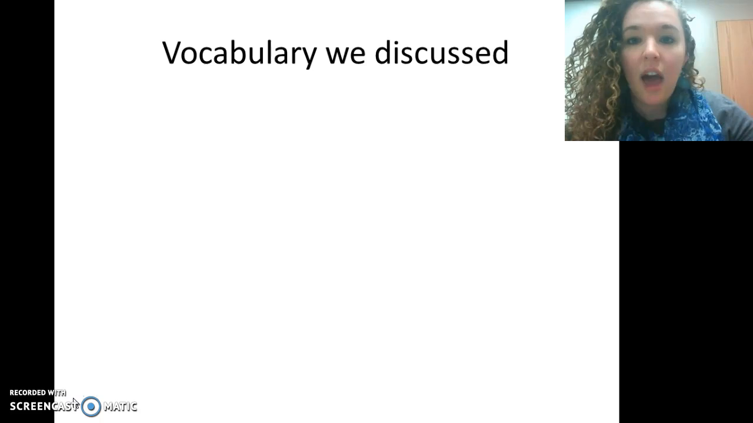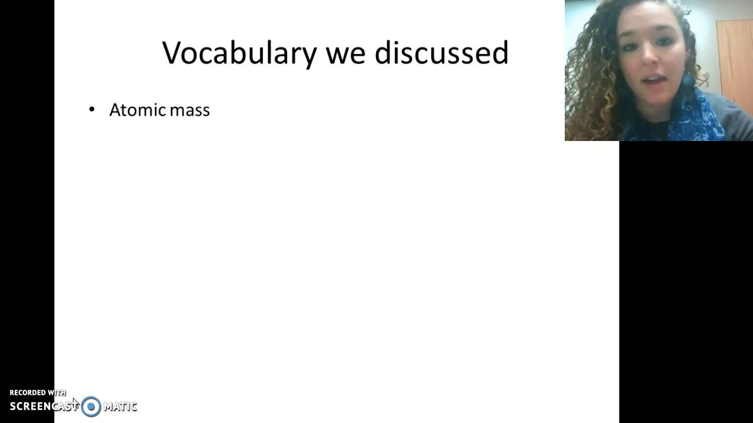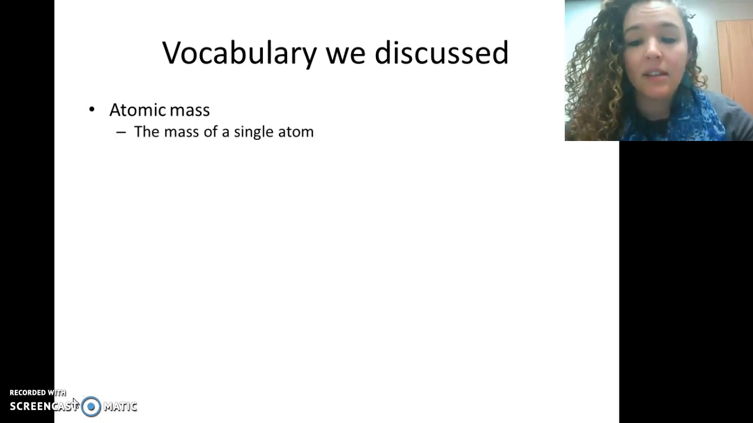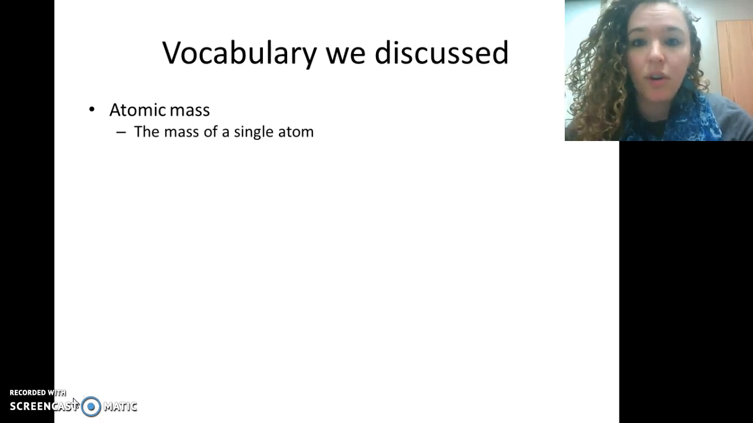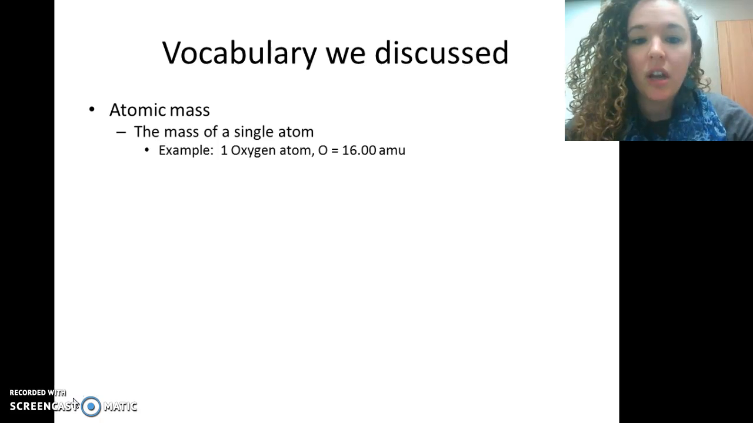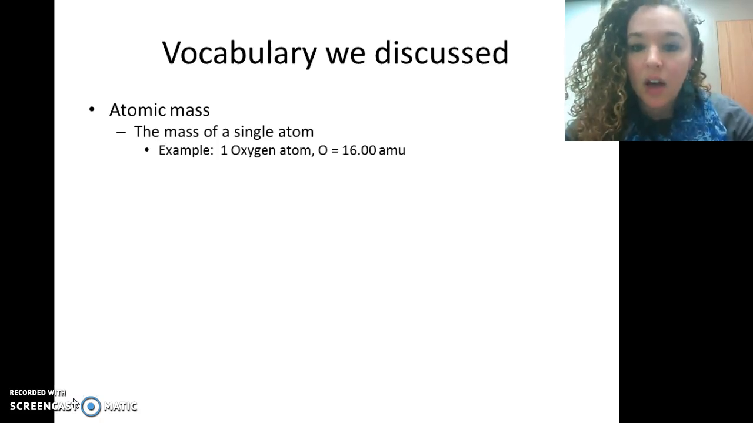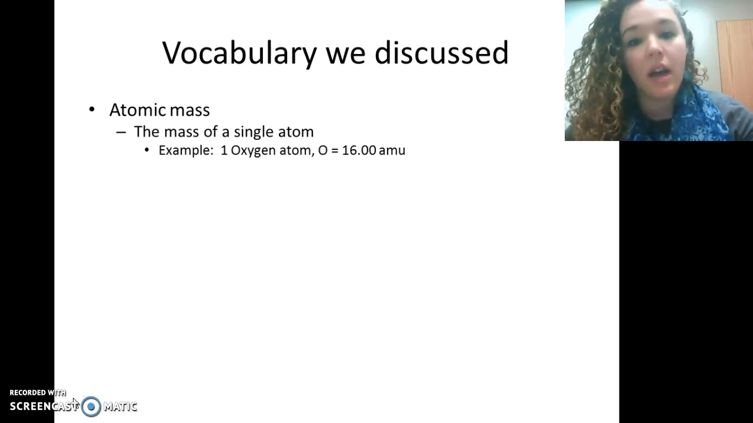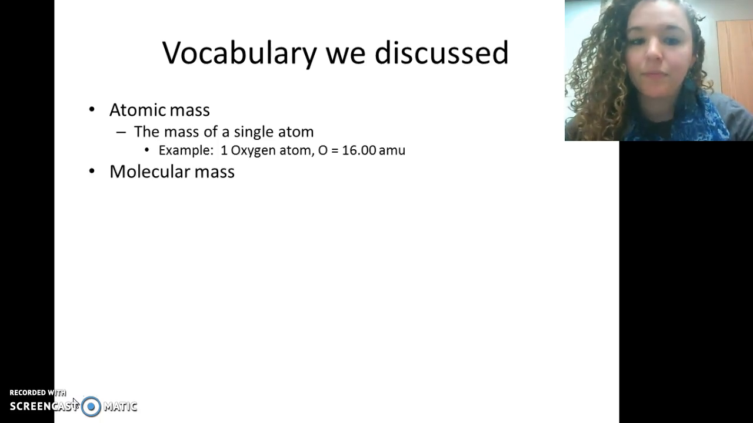The first thing that we talked about was atomic mass. Atomic mass is the mass of a single atom. So for example, if you were to talk about oxygen, one oxygen atom would have an atomic mass of 16 AMU, which stands for atomic mass unit. And you'd find that value on your periodic table.